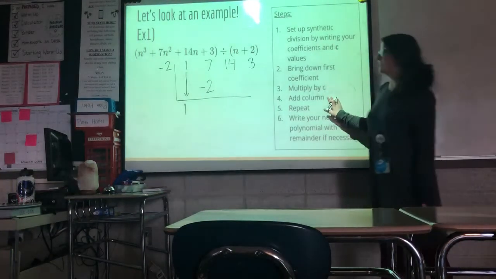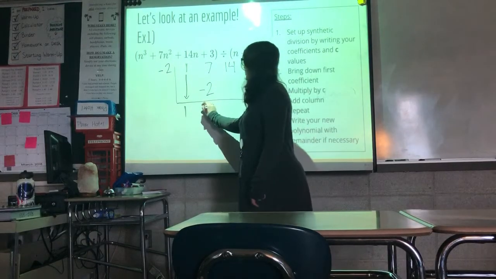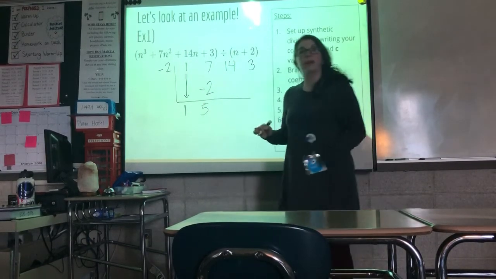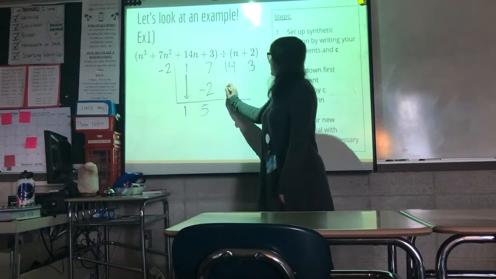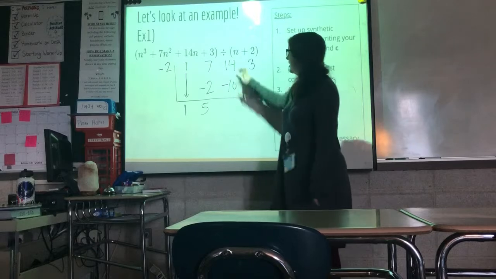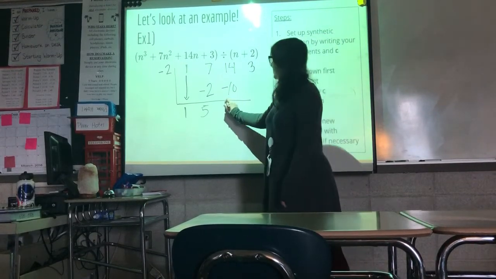Step 4 says add the columns. So 7 plus negative 2 gives me a positive 5. And now we repeat. 5 times negative 2 gets me negative 10. Add these two numbers. 14 plus negative 10 gives me a positive 4.